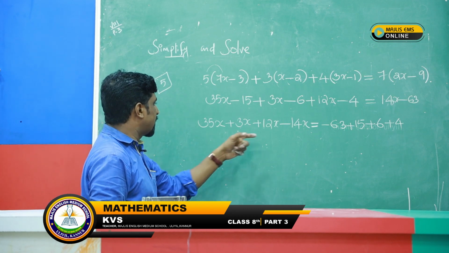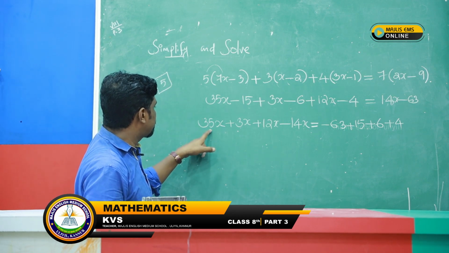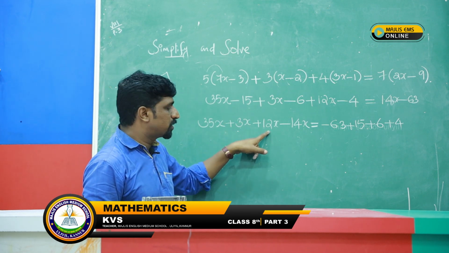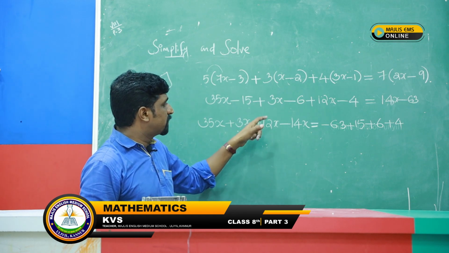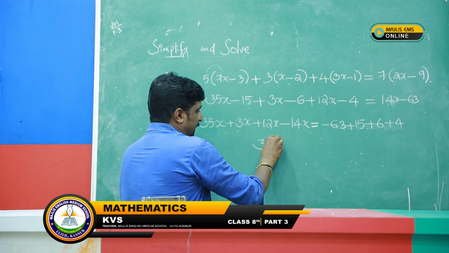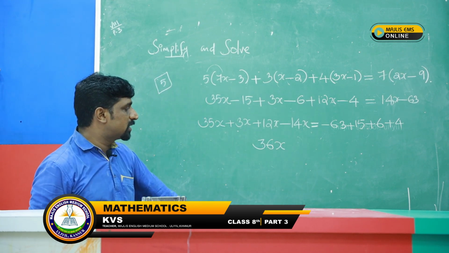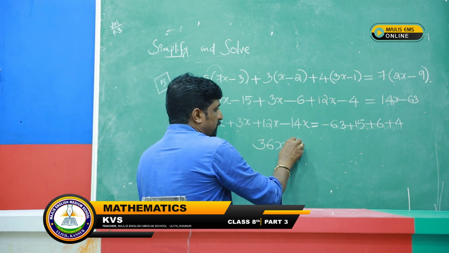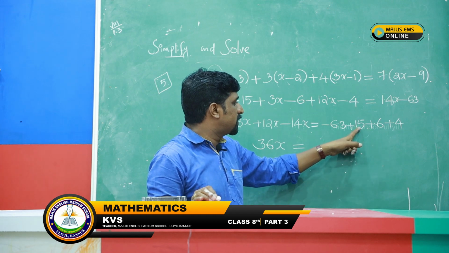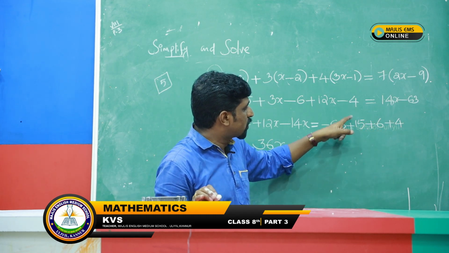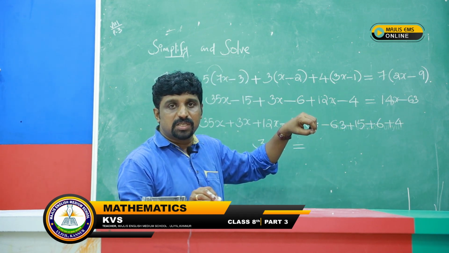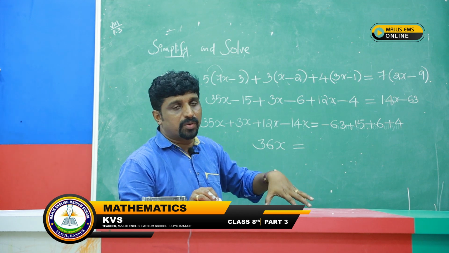After that we can add 35 plus 3, 38. 38 plus 12 is 50. 50 minus 14 is 36x. 36x equal to, here also positive numbers: 15 plus 6 plus 4, that is a total of 25. Okay, 25 is here, so minus 63 plus 25. What answer do you get?